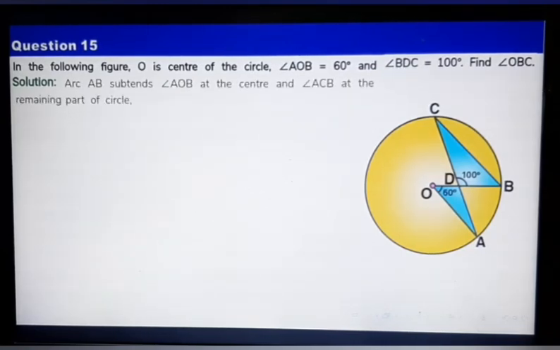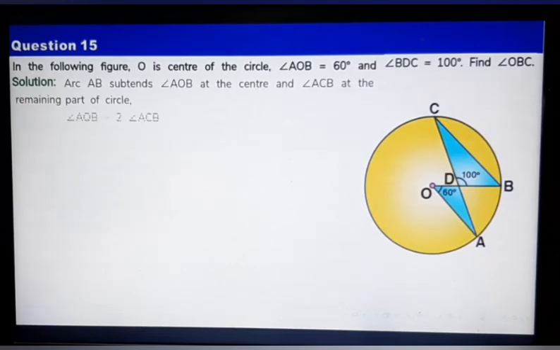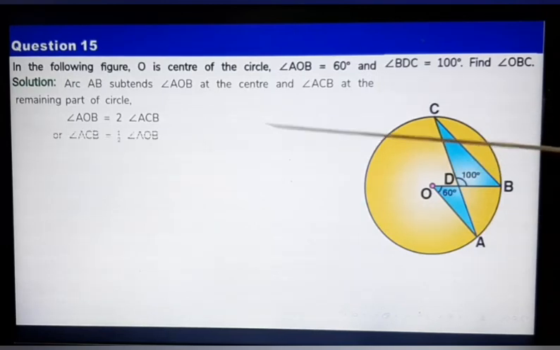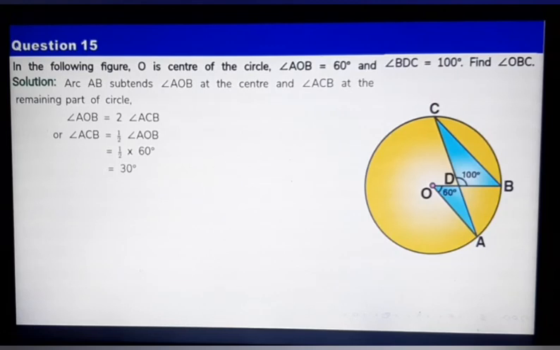As I said, arc AB subtends angle AOB at the center and ACB at the remaining part of the circle. That means AOB, that is this, will be double of this, that is ACB. So from here, what is the value of ACB? ACB turns out to be 30 degree. So we found ACB, that is this angle, which is 30 degree.